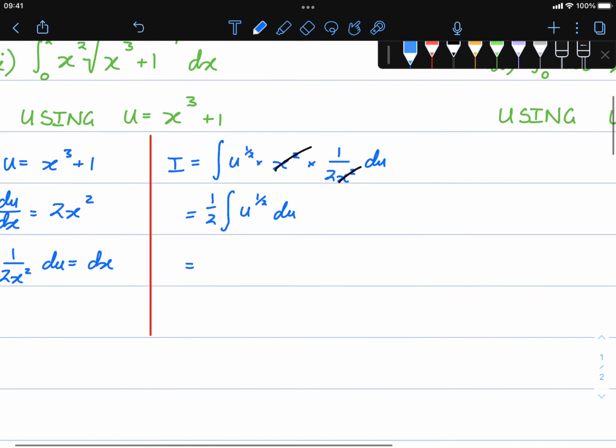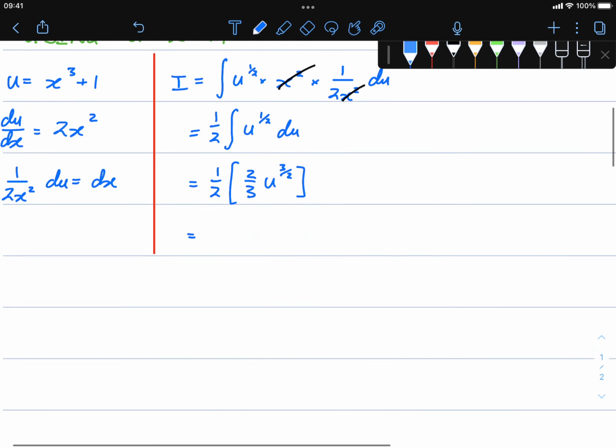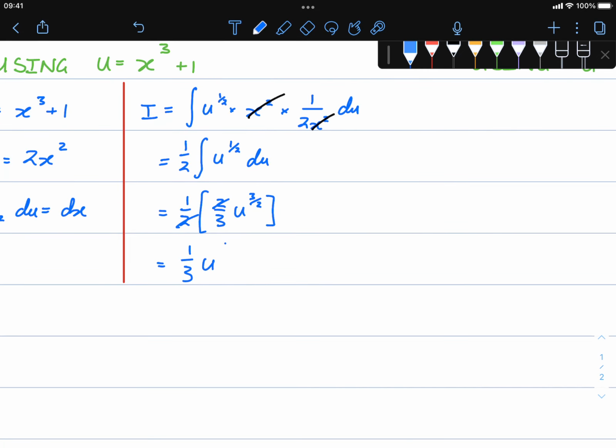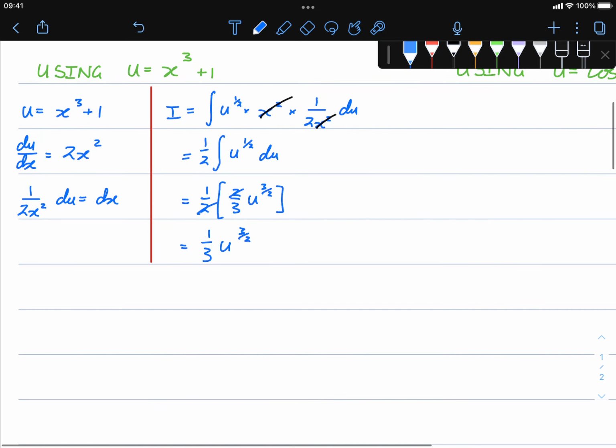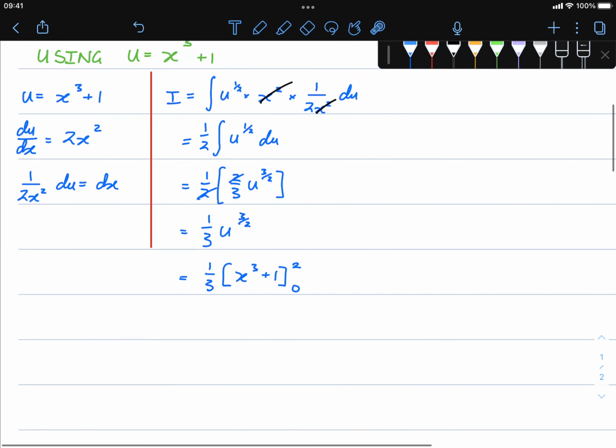So if we were to continue this as we normally have, we get half times u to the power of 3 on 2. This would cancel out these. We get 1/3 u to the power of 3 on 2. Then from here, we resubstitute our values back in. So we get 1/3 times x cubed plus 1, to the power of 3 on 2, from 0 to 2. Notice how only now I resubstitute my values in.